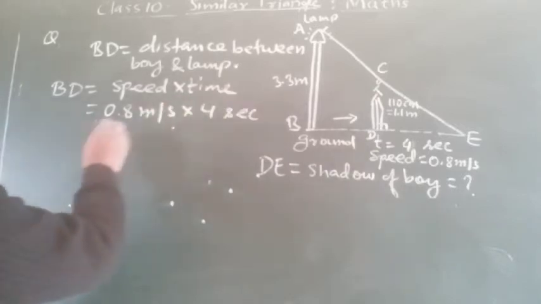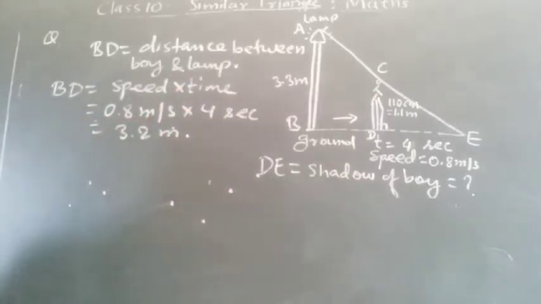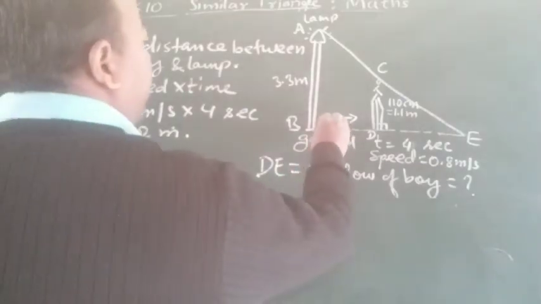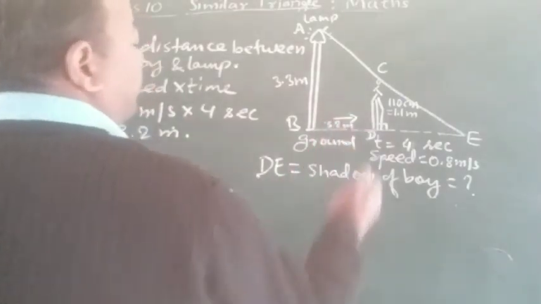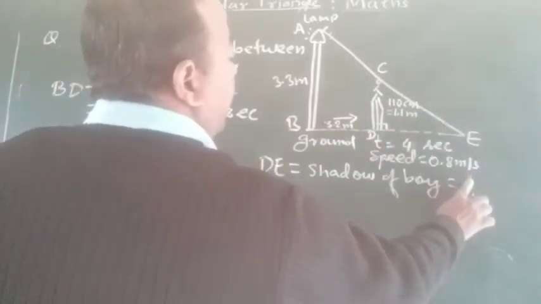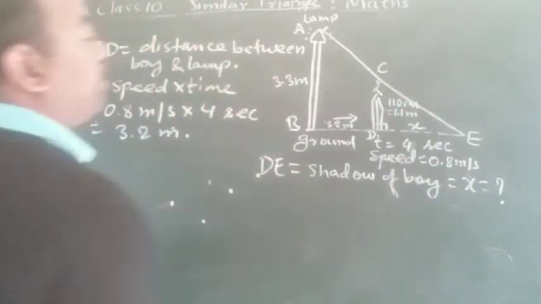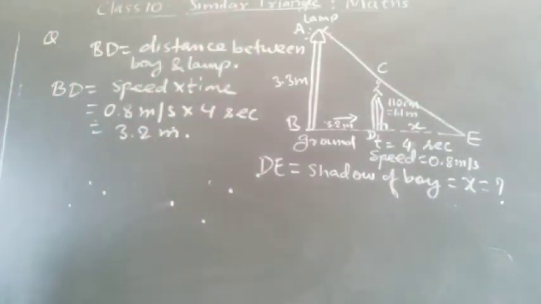So here it is 3.2 meter. Now this distance is 3.2 meter, and this distance, suppose it to be x. We have to find x.